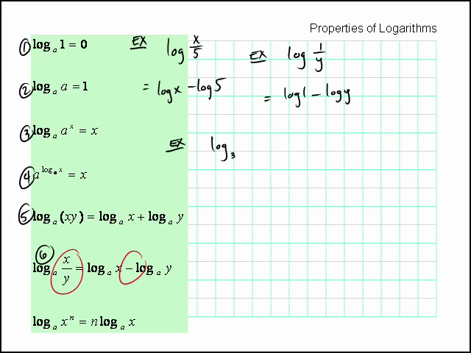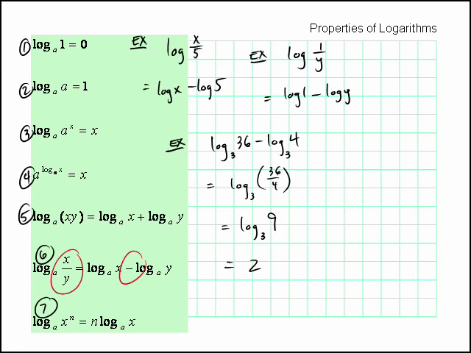Log base 3 of 36 minus log base 3 of 4. Okay, now going into the reverse direction here, I can write this as one single logarithm. This would be the log base 3 of 36 divided by 4. That's the log base 3 of 9. And I know what that is. 3 to what power gives me 9? That's a 2. There's a 2. Okay, so there's how property number 6 works.